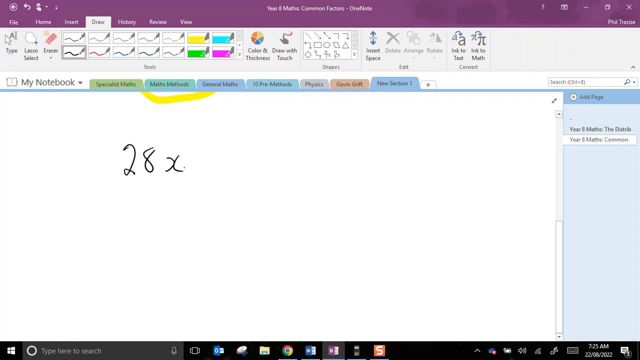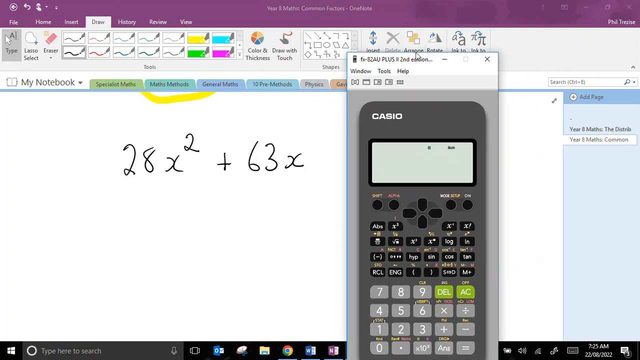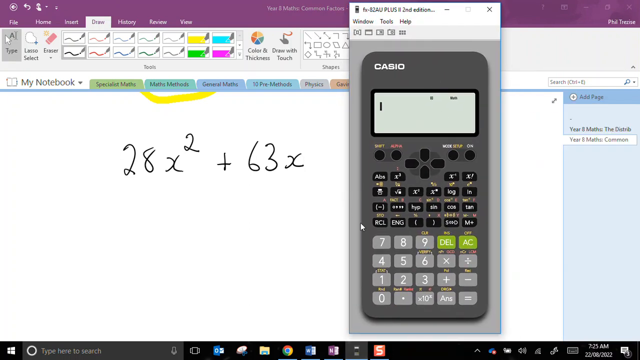28x squared plus, let's go 63x. So I have a number 28 and I have a number 63, and I have to decide the greatest common factor, sometimes called a divisor, things that divide into.